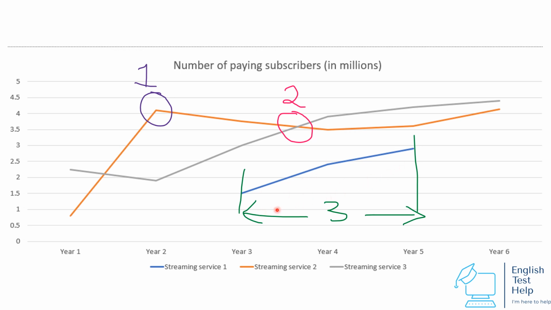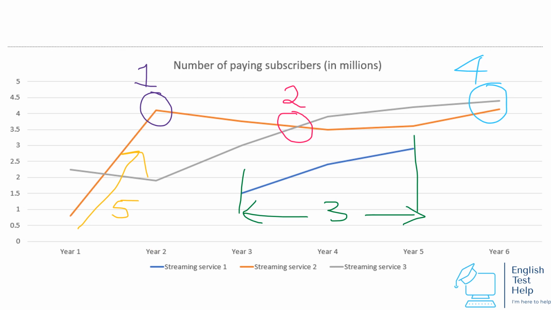Notice streaming service 1 ran for a shorter time. Number 4, notice that streaming service 2 and 3 ended with the highest number of subscribers, but the grey line is slightly higher than the orange line. And also notice that streaming service 2, the orange line, the line goes up very sharply from year 1 to year 2. So when you're in the exam, look at all the obvious things first, the really big things.